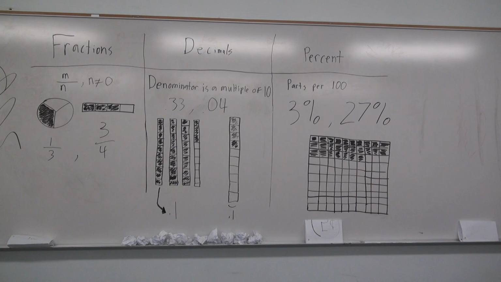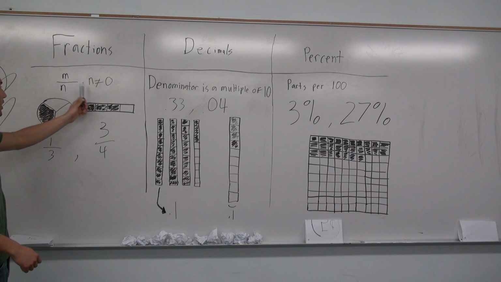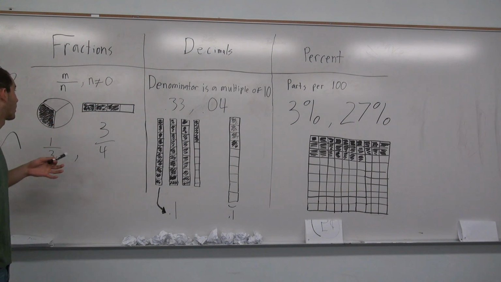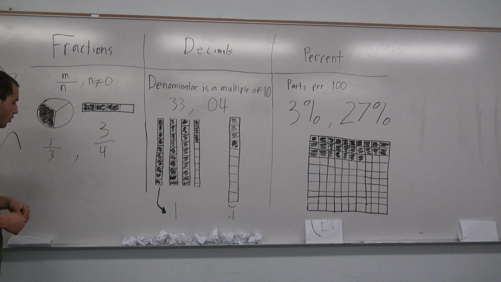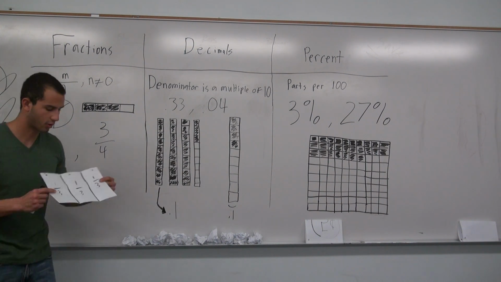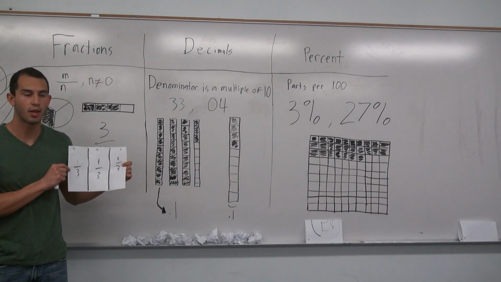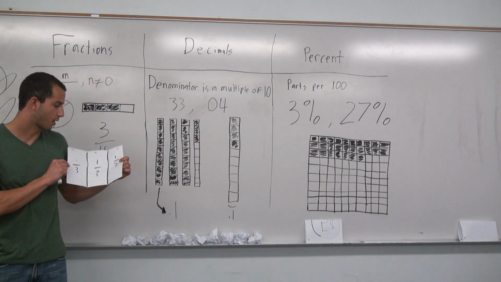So fractions are any numbers that look like this, with m over n, where n is not equal to 0, and m and n are whole numbers. So you could represent them in a model such as this one, or this one. So we have 1/3, 3/4, and then you could even use visuals such as this, like I folded this paper hamburger style into thirds.